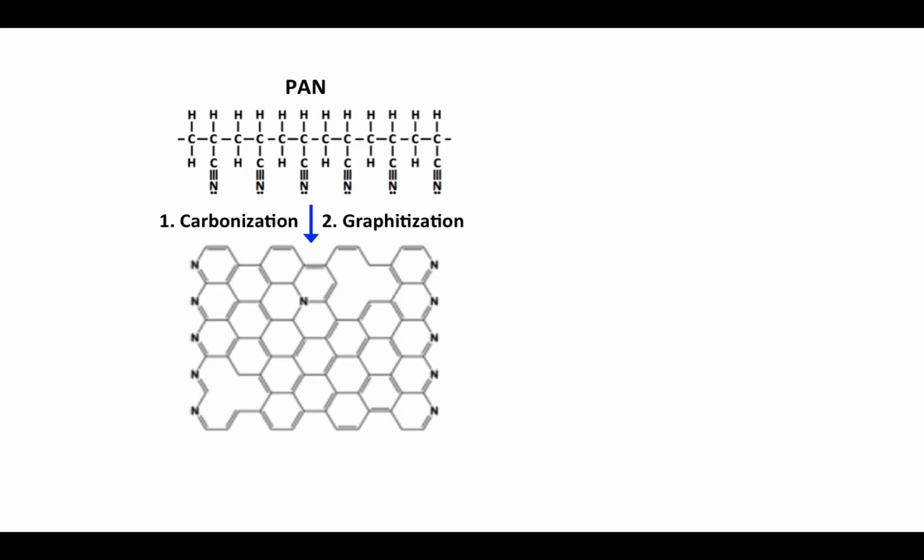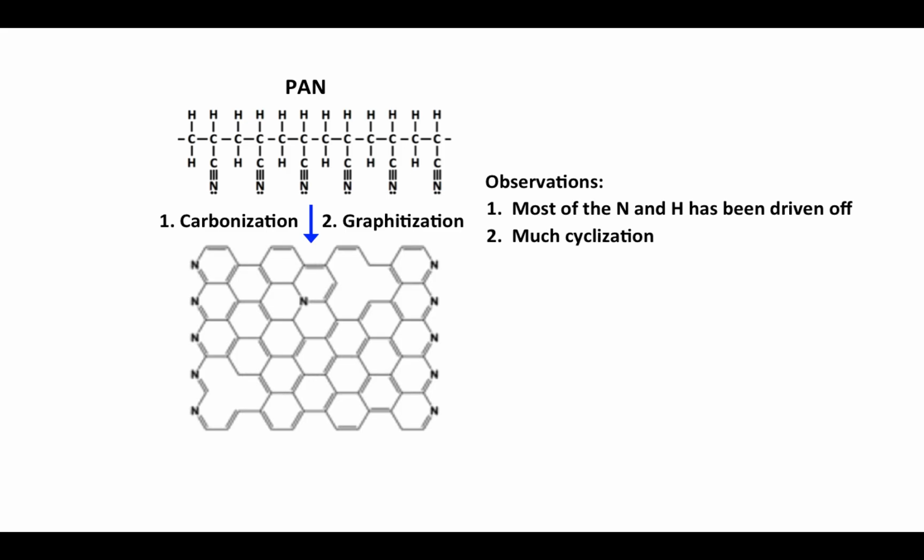create this structure here. Now we can make three observations about the structure that was created. One is that most of the nitrogen and hydrogen has been driven off by the large amount of heat. Also, there's quite a bit of cyclization that has formed, and there is a lot of conjugation, which I will now explain.